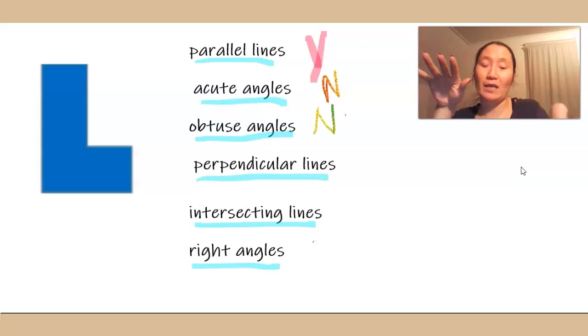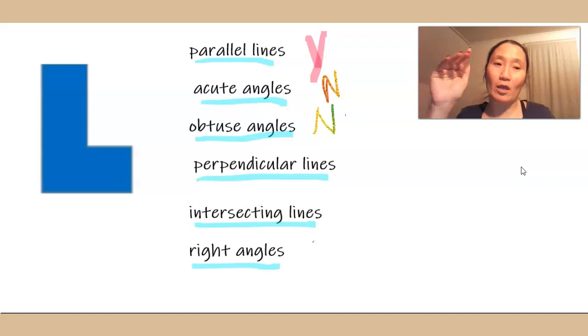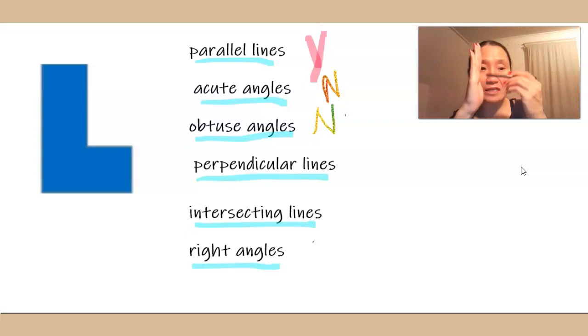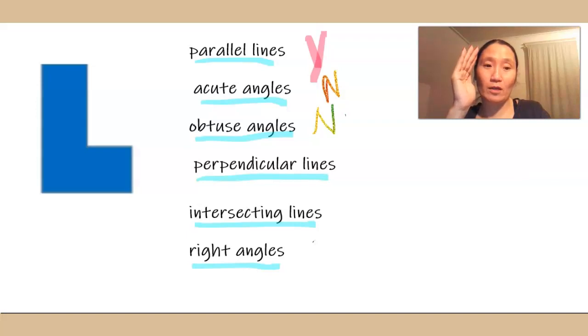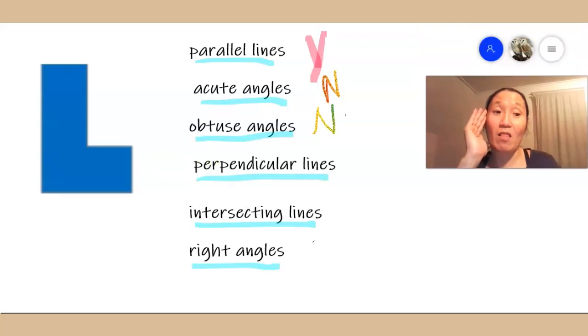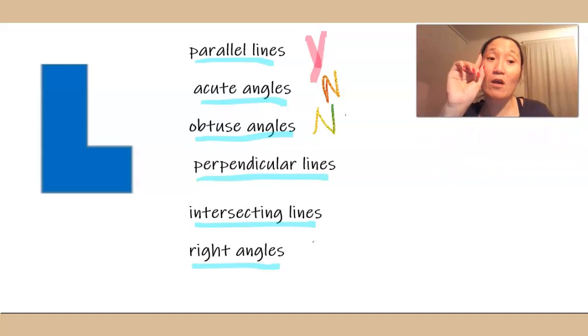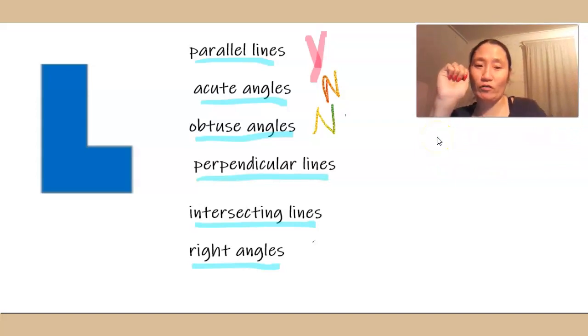So no obtuse angles. Perpendicular lines means lines that meet at 90 degrees. Perfect corners. So if you look at this picture, if I move it and slide it over here, does it fit in that corner? Does it fit in this one? Does it fit over here? It does. It has lines that meet at perfect right angles, perfect corners.